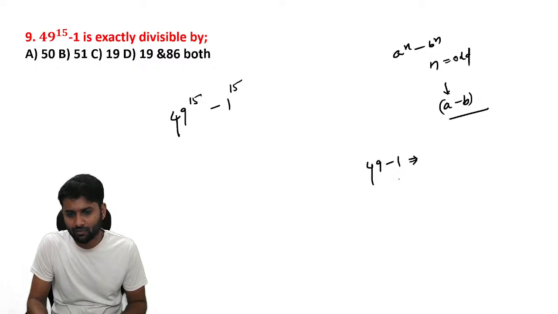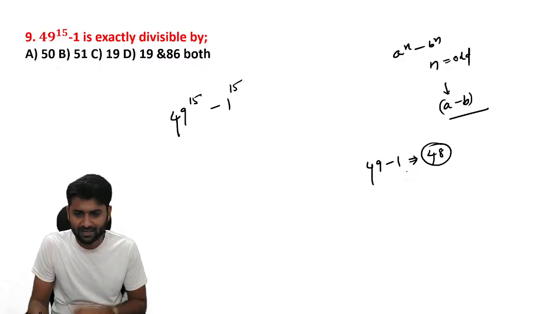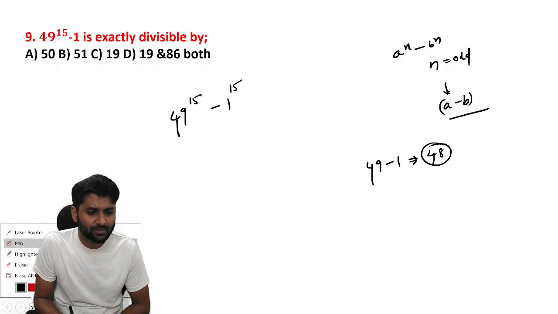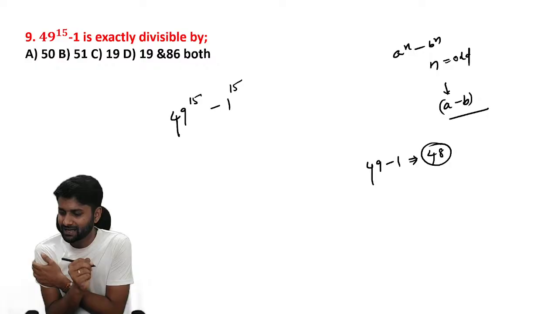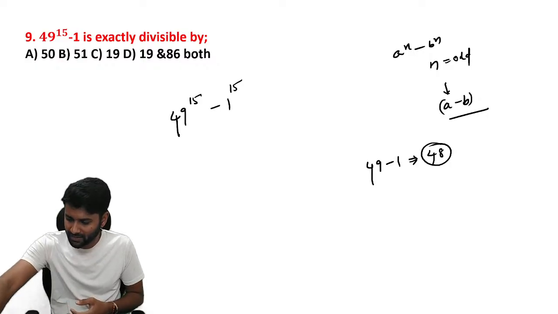Let us go for that. 49 minus 1 is 48. Let's check this option. We cannot find this option. So if you don't find any options, you have to go for the conversion, guys. How we are going to convert this kind of questions is most important.